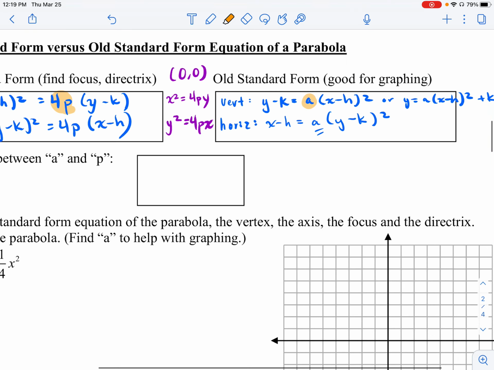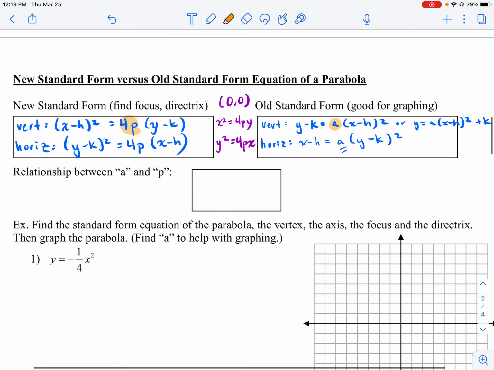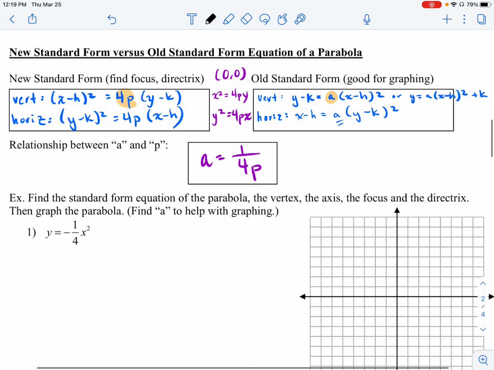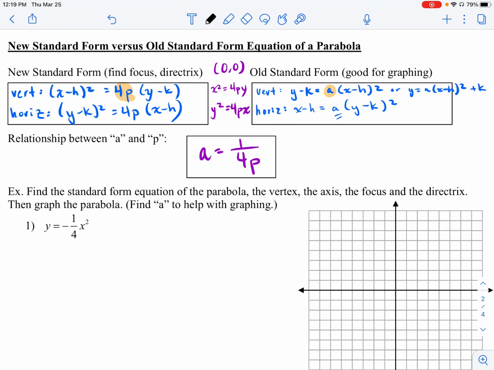Notice where the A and the 4P values are. In the old standard form, the A is a coefficient of x minus h squared. In the new standard form, 4P is in front of the y minus k. So A is actually equal to 1 over 4P. Okay? So hopefully that breaks down for you a little bit of the differences between the two forms that we're accustomed to seeing.